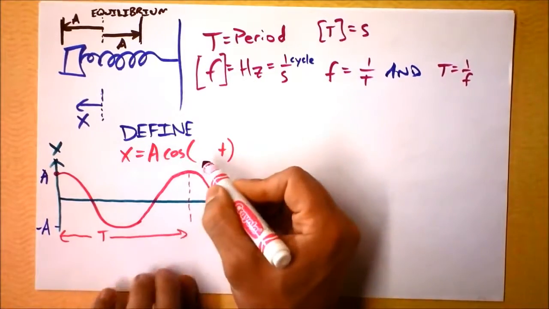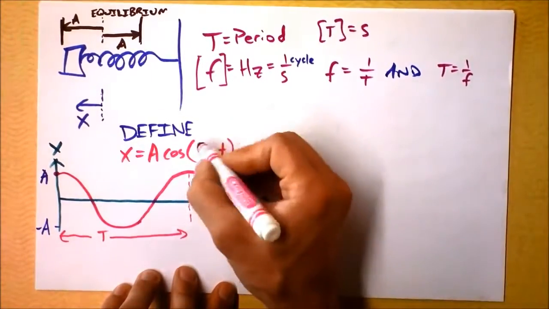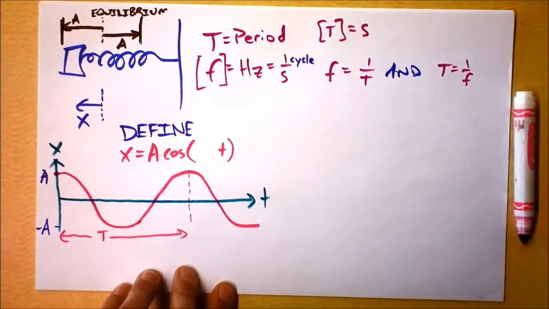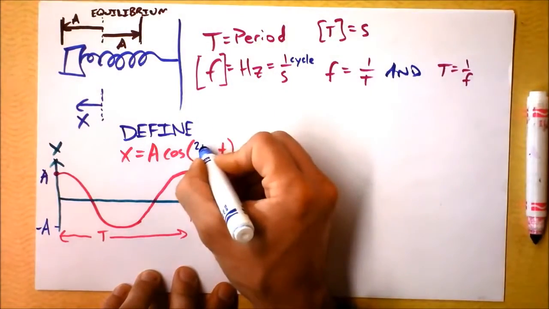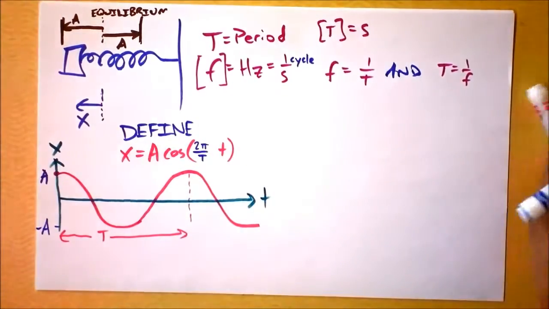But you know that the cosine requires arguments in radians. So I'm going to put in here, watch this, I think I'll do it in blue. It's going to be 2 pi divided by the period. Now this is an interesting statement.